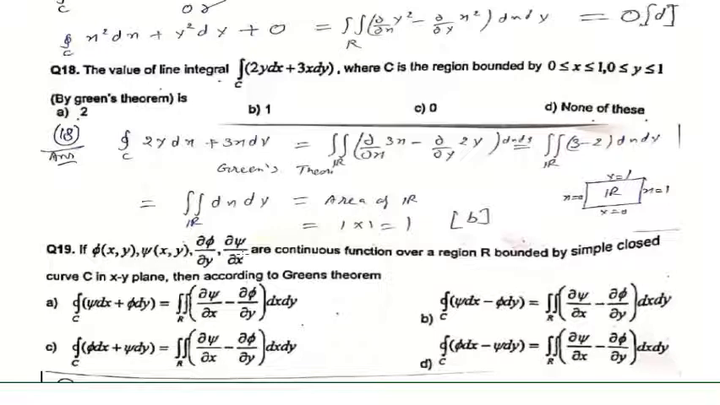Next is, which of the following is the correct definition of Green's theorem? Its derivative with respect to x should be at first place. No, it is not there. Yes, it is there. And its derivative with respect to y should be at second place with a minus sign. So C is the correct option.